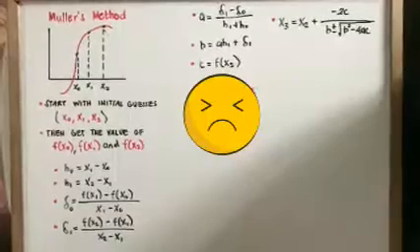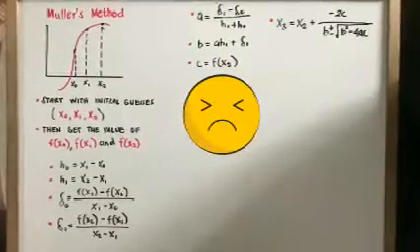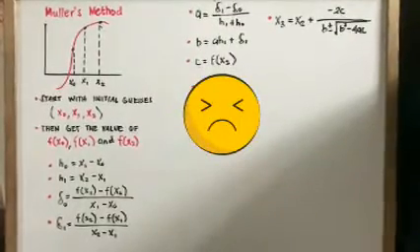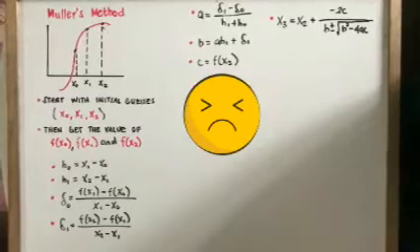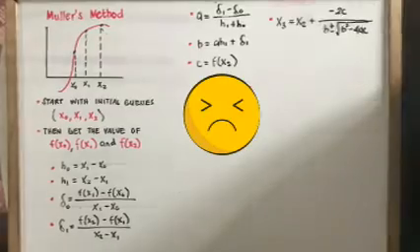Let's start with initial guesses, x sub 0, x sub 1, and x sub 2. Then get the values of f of x sub 0, f of x sub 1, and f of x sub 2. Here are the formulas we are going to use.